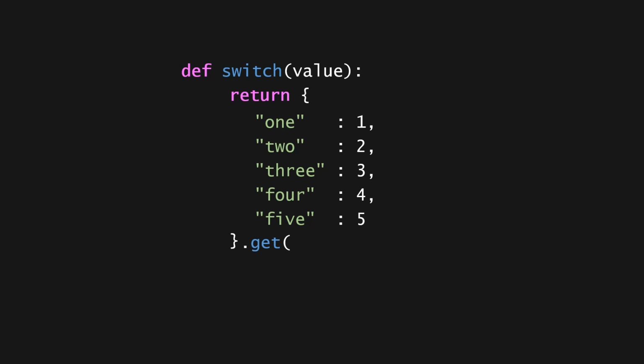Use the get function for dictionaries to get the value and define a default if the passed value is not found. This time we use 42. That's how you implement the default case in a classic switch case statement inside Python.